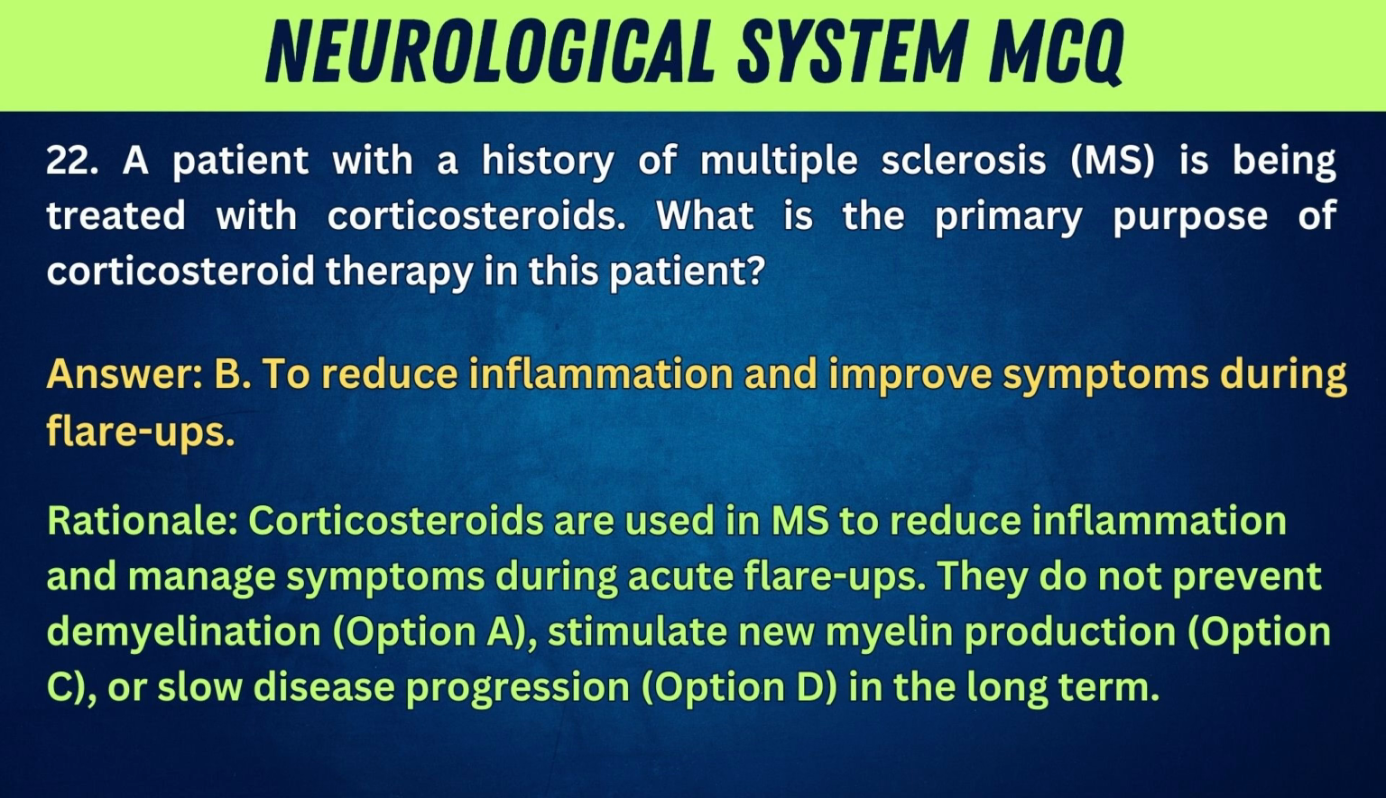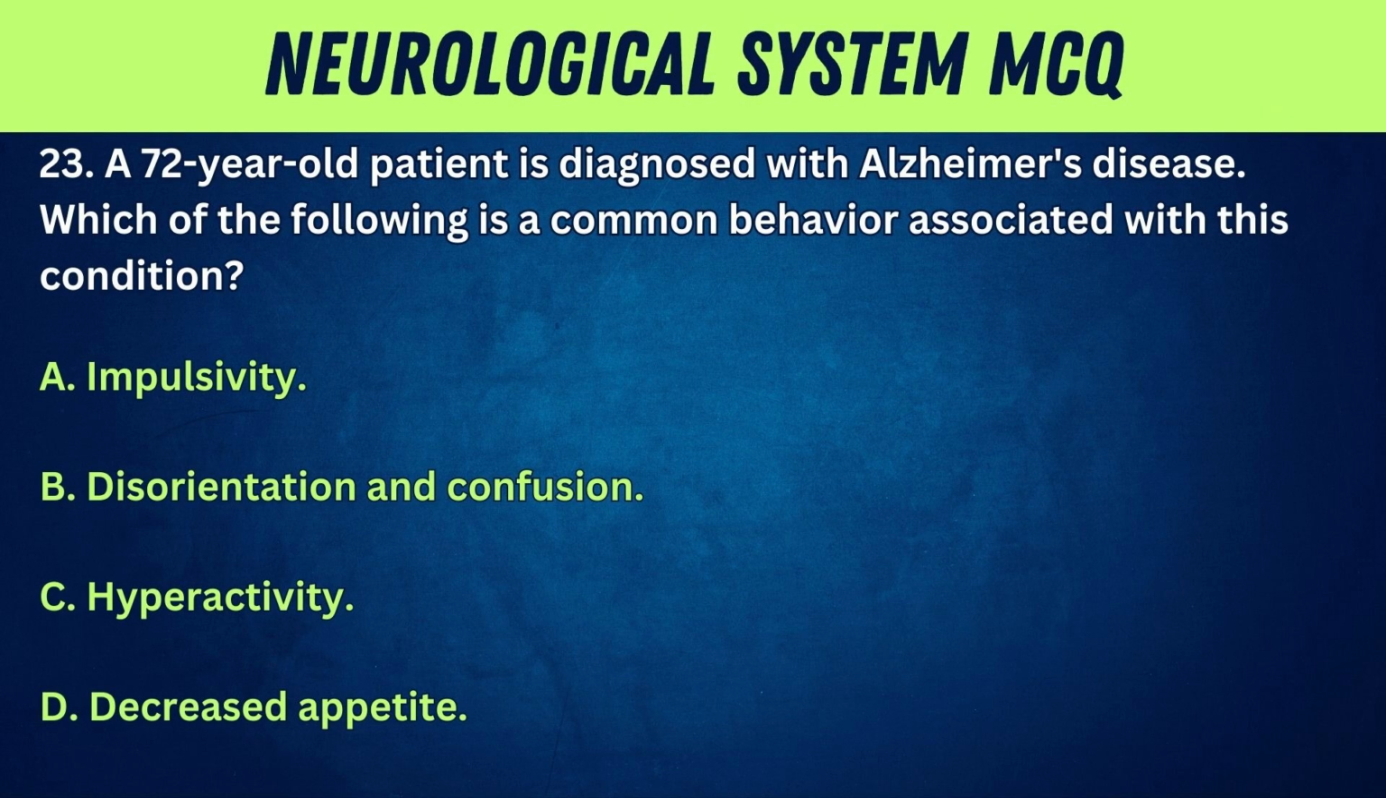Rationale: corticosteroids are used in MS to reduce inflammation and manage symptoms during acute flare-ups. They do not prevent demyelination, option A, stimulate new myelin production, option C, or slow disease progression, option D, in the long term. 23. A 72-year-old patient is diagnosed with Alzheimer's disease.